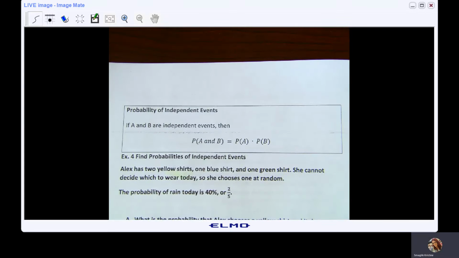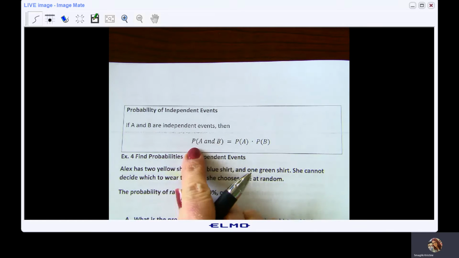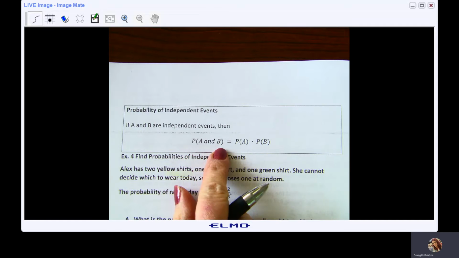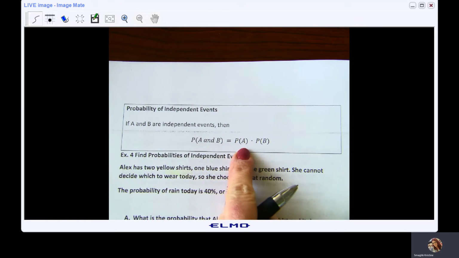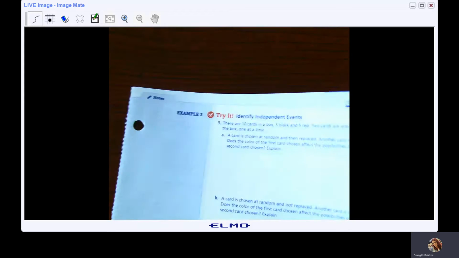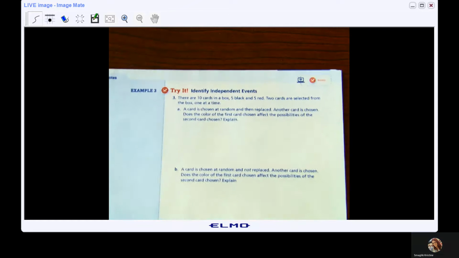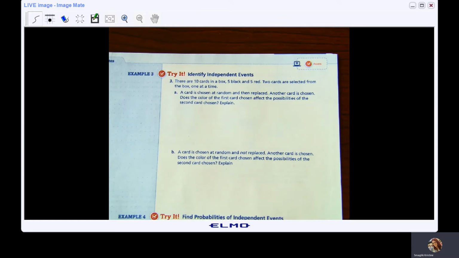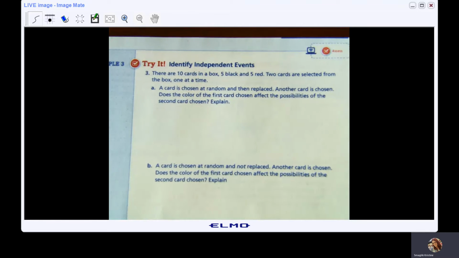So probability of independent events. If A and B are independent events, then the probability of A and B occurring equals the probability of A times the probability of B. Let's take a look at your try it. Let's see if I can zoom in a little bit more.